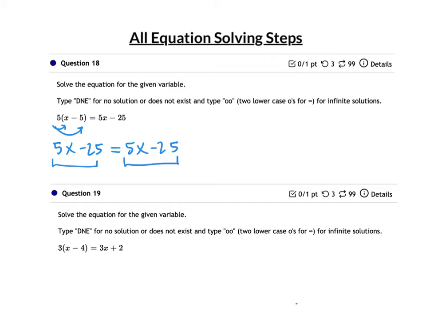In WAMAP, they'll have you use infinity. To do that, you type 2 lowercase o's, but infinity is a sideways 8. And the answer is all reals. Now, our algebra book says all reals.